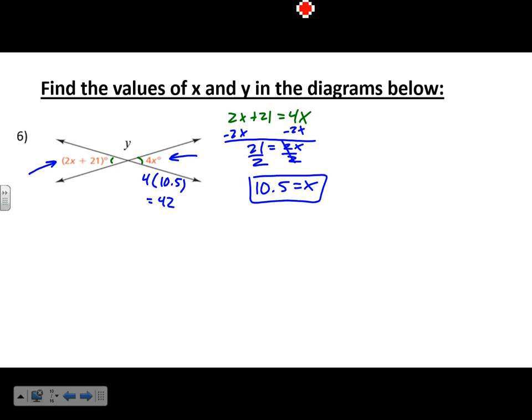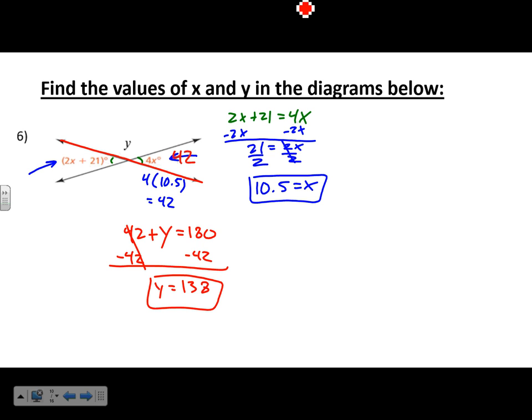So if this is a 42-degree angle, this makes a straight line. So 42 plus y is equal to 180. So I almost put 90. Y is equal to, did it again, 180. So subtract 42, subtract 42. That ends up being 138 for y. So y is 138 degrees.